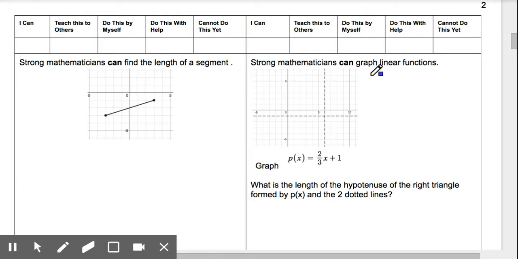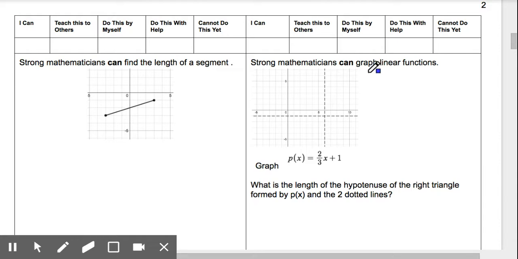Well, if we can find 2 points on the line p of x, then we should be able to find other points on the line. So, let's find 2 points on p of x. To find 2 points on p of x, we are going to arbitrarily assign a value to x and then find the value for p for that value of x.